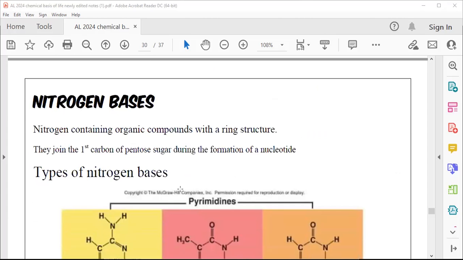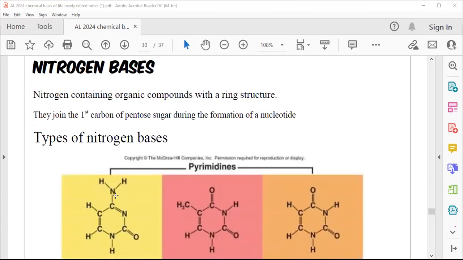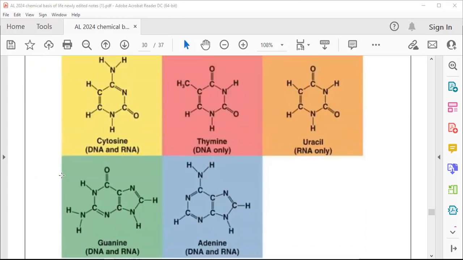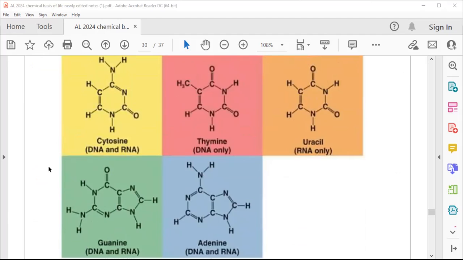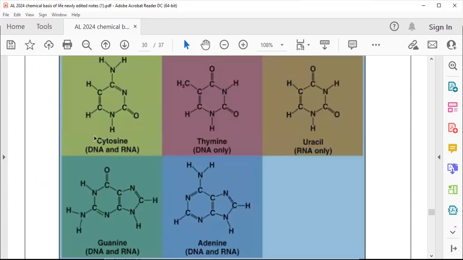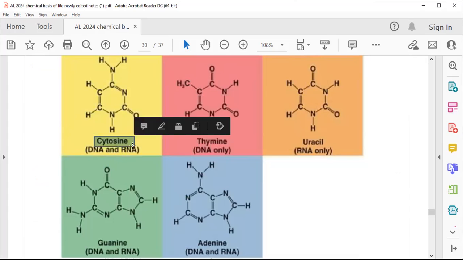Fine. Now coming to the nitrogen bases. These are the nitrogen bases. Because they contain nitrogen and they show basic property, we call them nitrogen bases. Just let us read the names of these nitrogen bases.